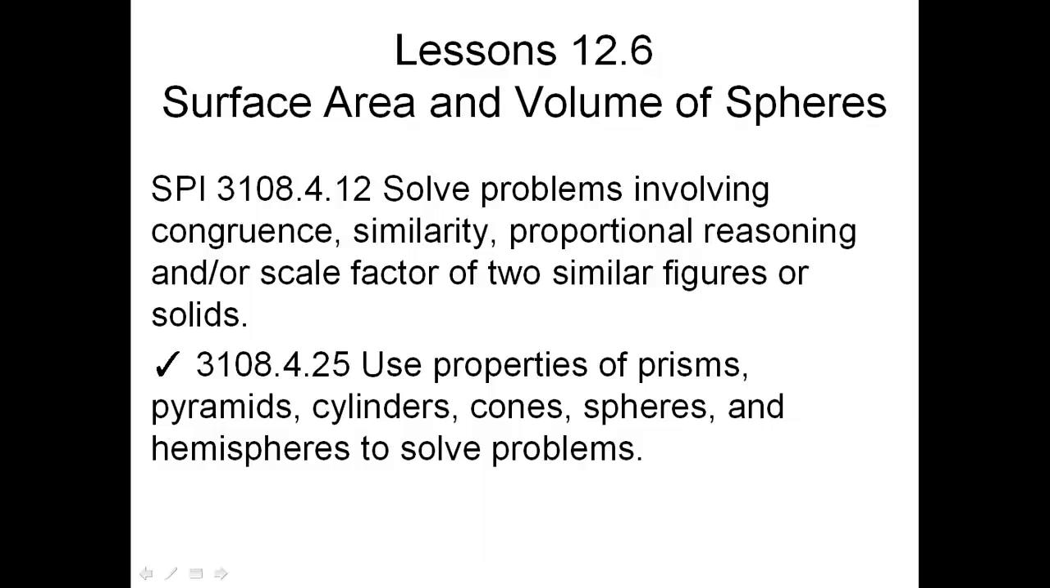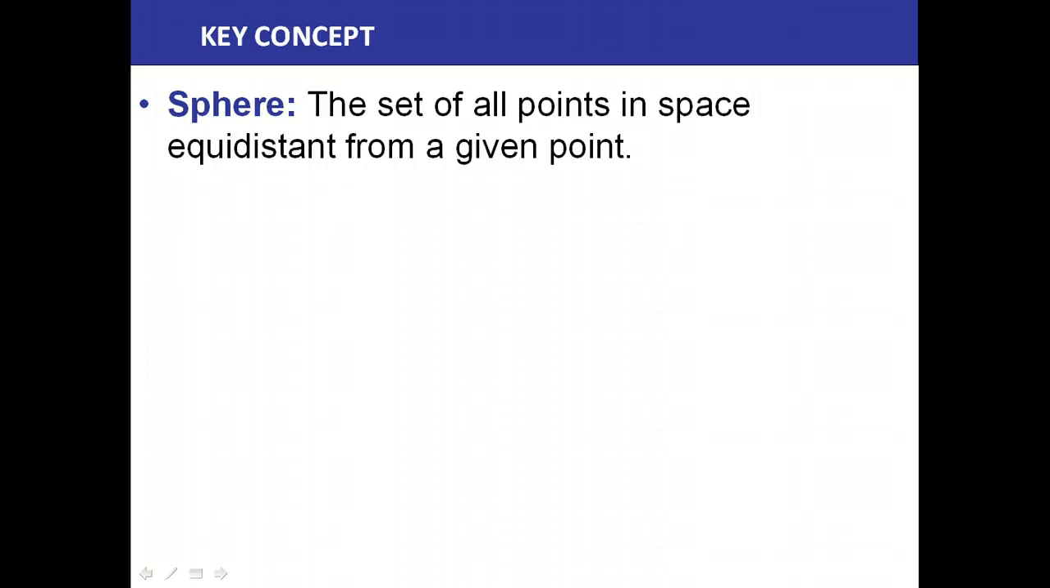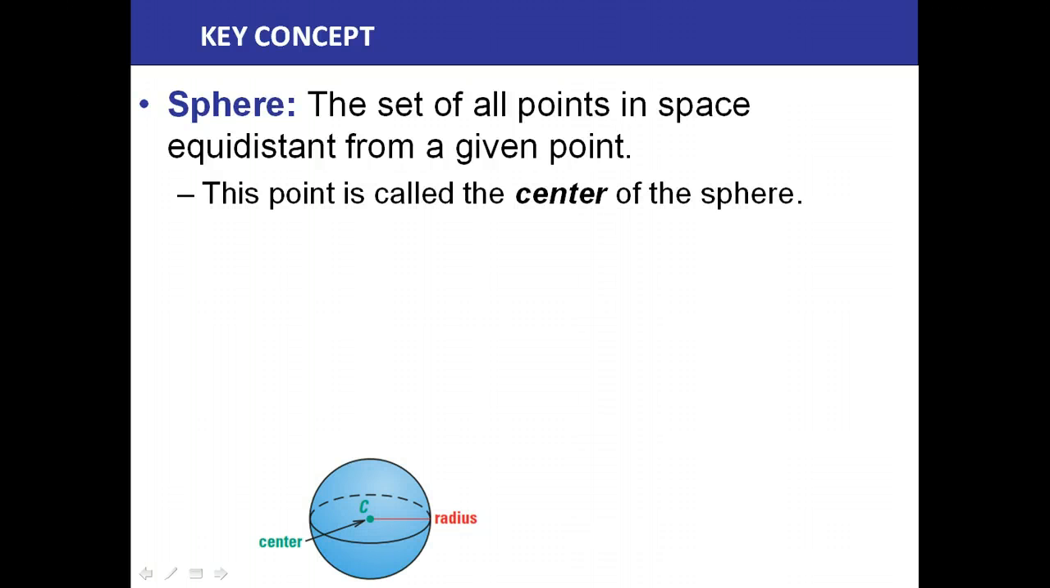Today we'll be looking at the surface area and volume of a sphere. A sphere is the set of all points in space equidistant from a given point, which is a very similar definition to a circle, except that a circle is all the points in a plane equidistant, whereas this is all the points in space equidistant.